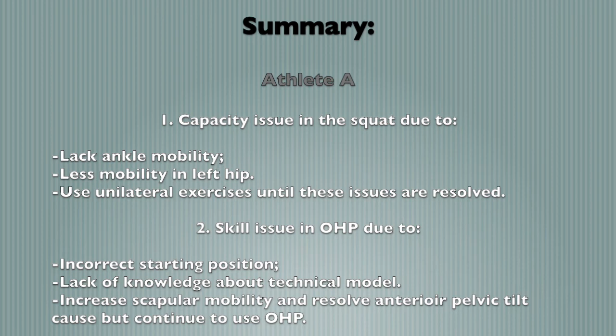With the overhead press, Athlete A had a skill issue because of a lack of knowledge on how the movement should be performed, and a lack of knowledge on how to brace her core appropriately. The use of this movement in training will be continued, but the cause of the anterior pelvic tilt will be identified and tackled together with a continued effort to obtain 180 degrees of shoulder flexion.